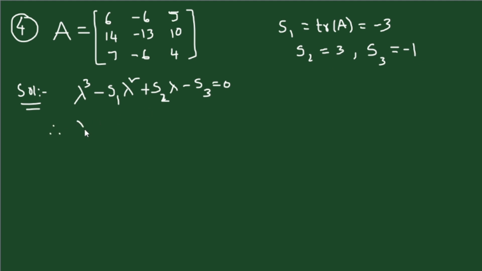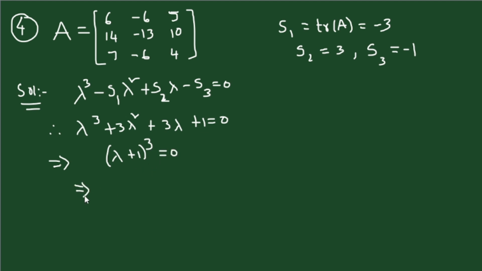So therefore the characteristic equation becomes lambda cubed plus 3 lambda squared plus 3 lambda plus 1 equal to 0, which is the expansion of (lambda plus 1) whole cubed, right? So therefore you will get eigenvalues -1, -1, -1. All three eigenvalues are equal here. So this is such a case, right?